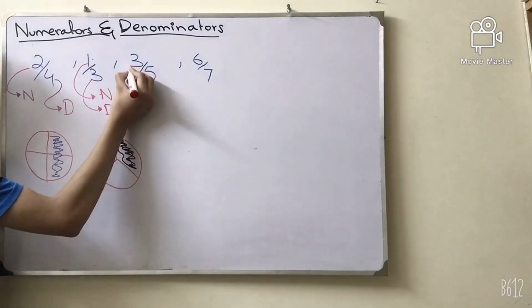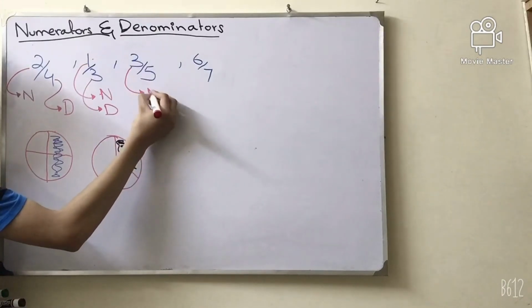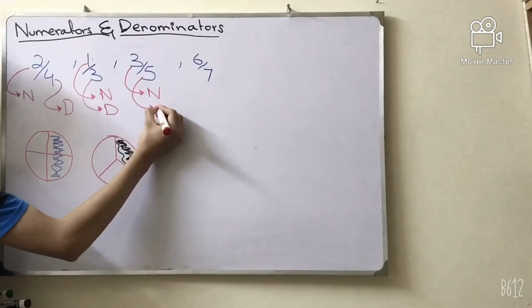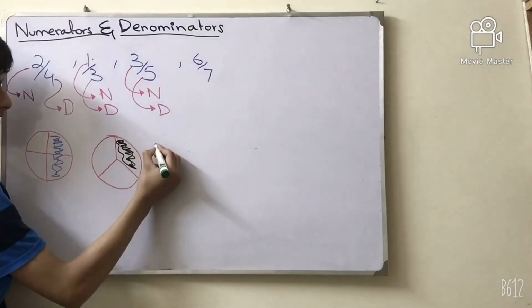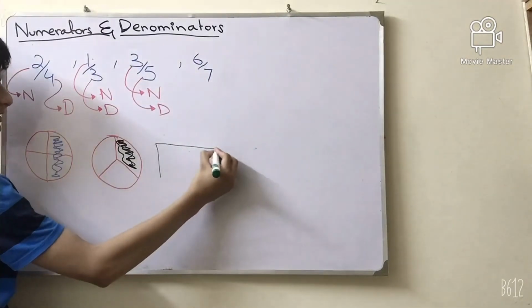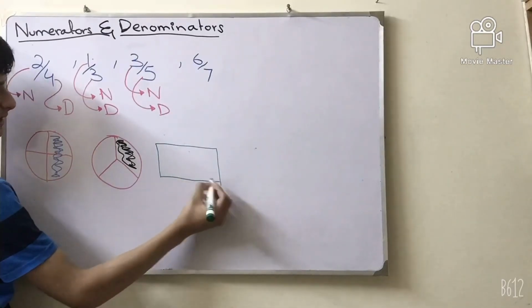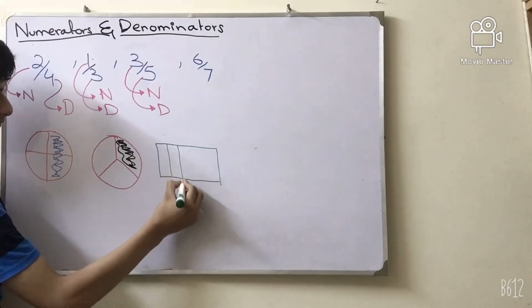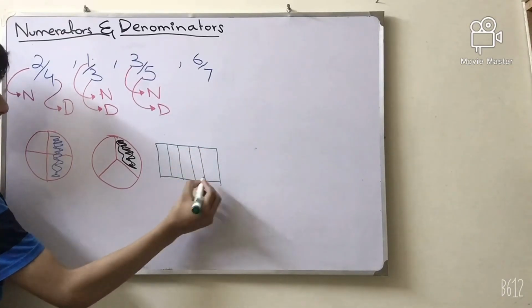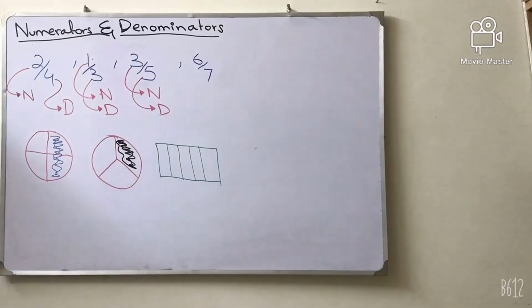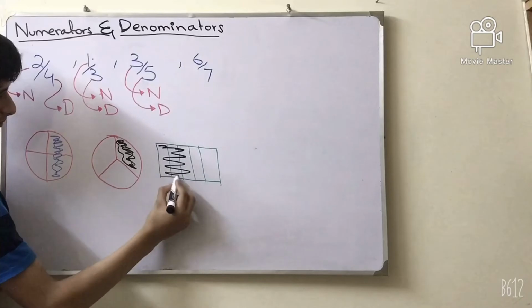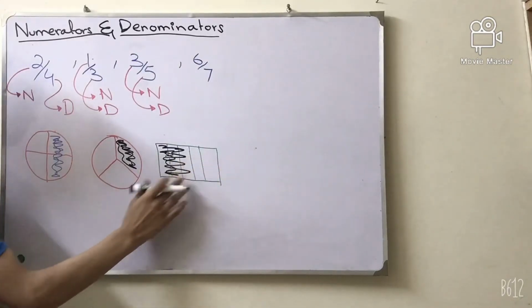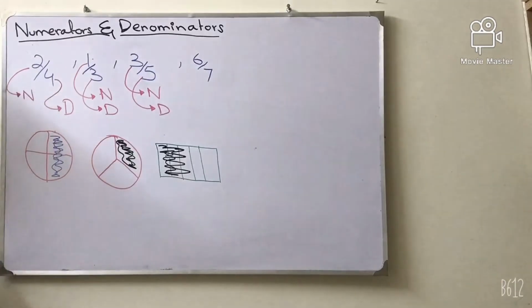Now in the third fraction we have 3 as the numerator and 5 as the denominator. We can represent it as a rectangle which is divided into 5 equal parts, and out of 5 parts 3 of the parts are shaded, just like this. Let's assume that we have divided them into equal parts.